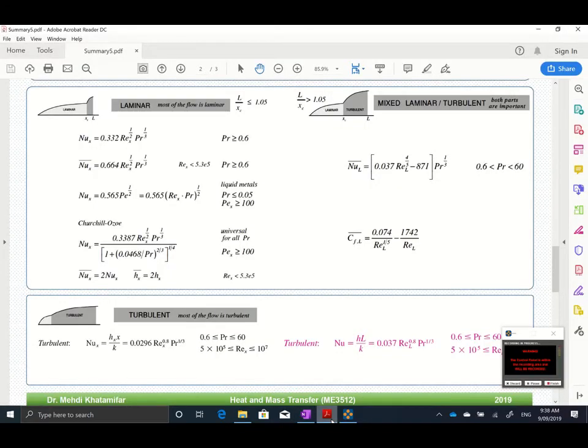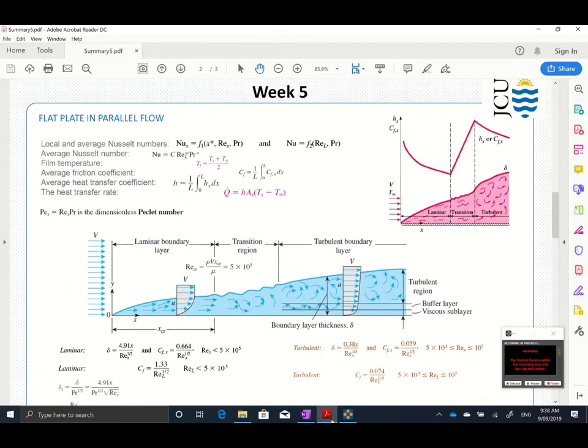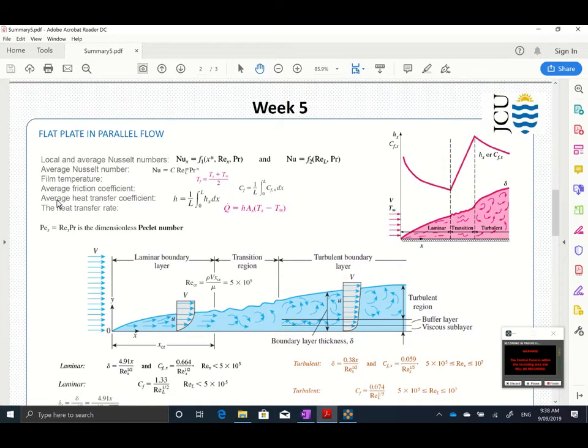Let's go back. Check the definition of average heat transfer coefficient here. It says if you want to find average heat transfer coefficient, you need to integrate from the leading edge 0 up to the point you want to find. So for us it's going to be from 0 to 3 meters, and we integrate H for all that length.